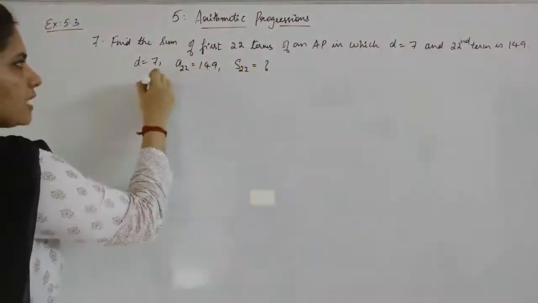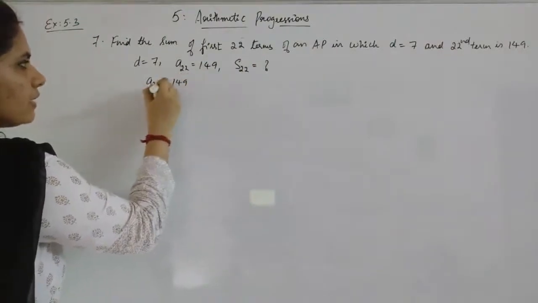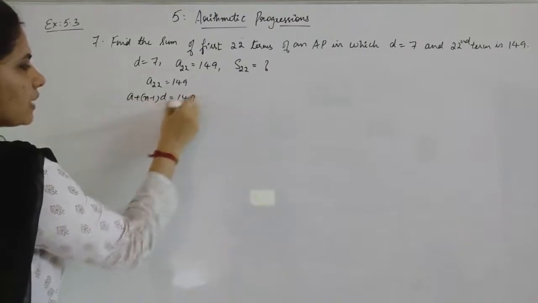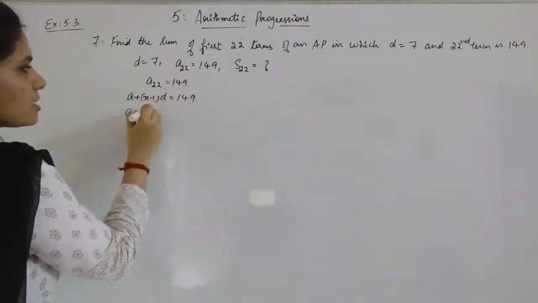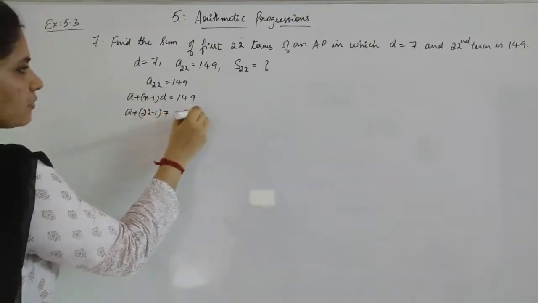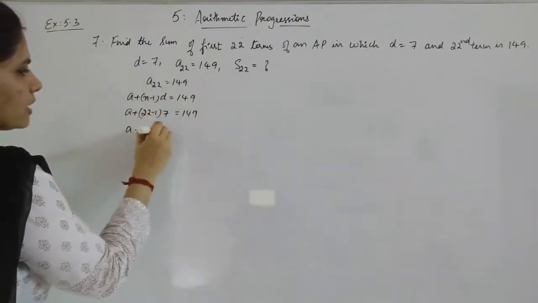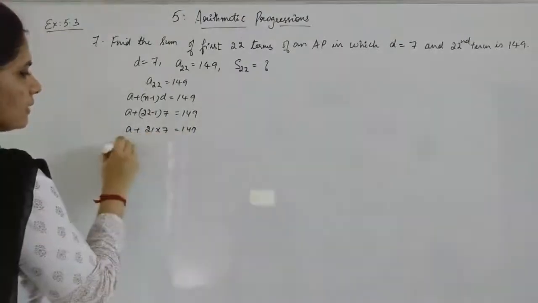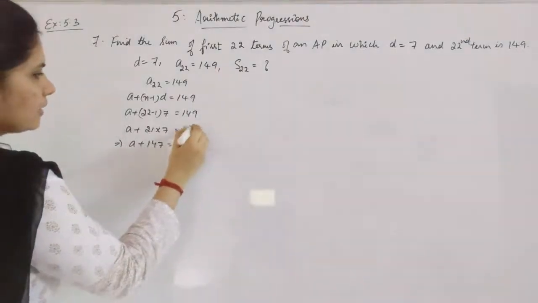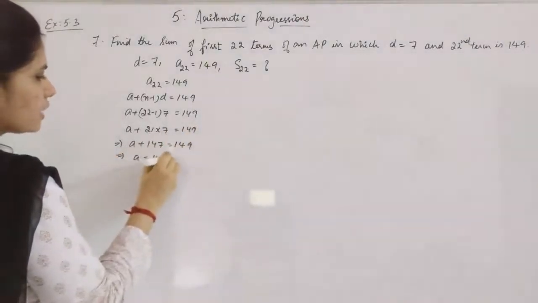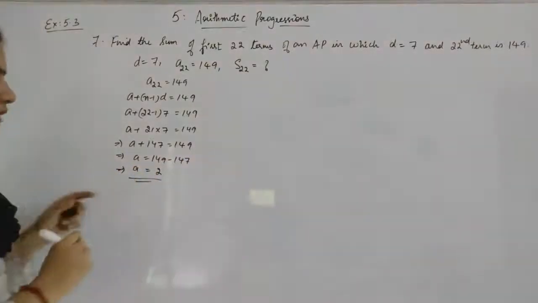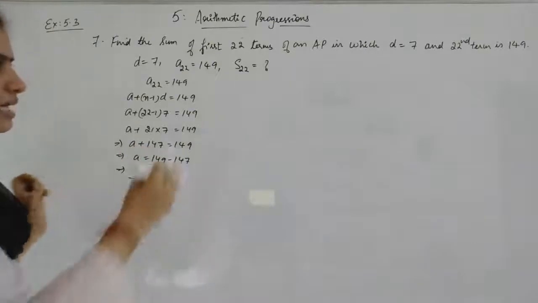So we'll start with A22 is equal to 149, which is A plus n minus 1 into D equal to 149, where A you don't know, n is 22, so 22 minus 1 into D is 7 is equal to 149, or A plus 21 into 7 is 149, that is A plus 147 is equal to 149, or your A is 149 minus 147 is equal to 2. So you got your value for A. Why do you need A? In order to find out Sn or S22, right?